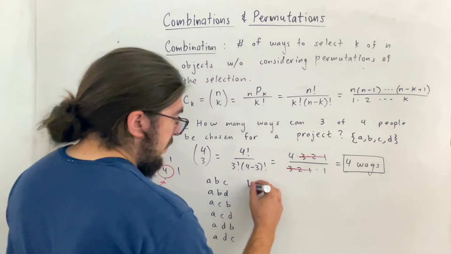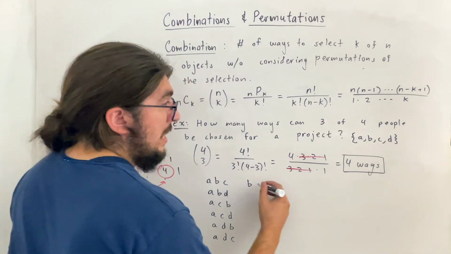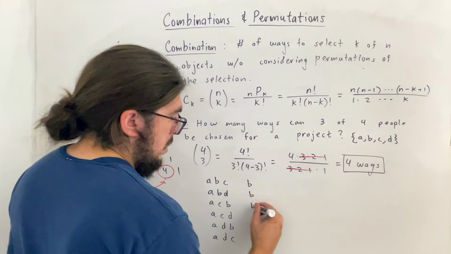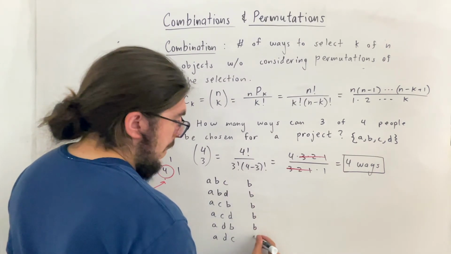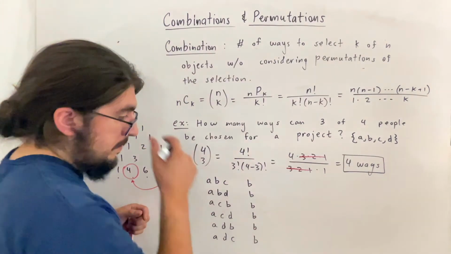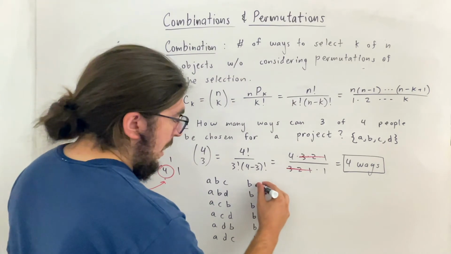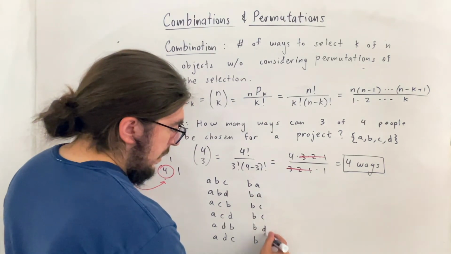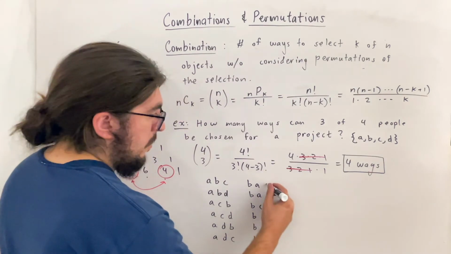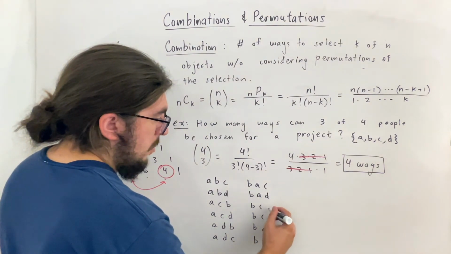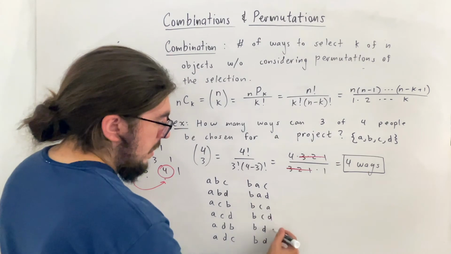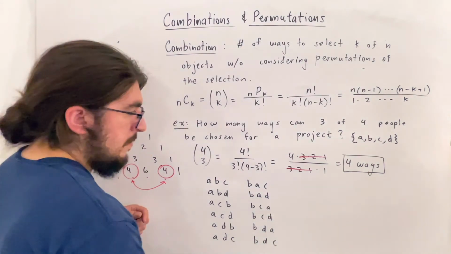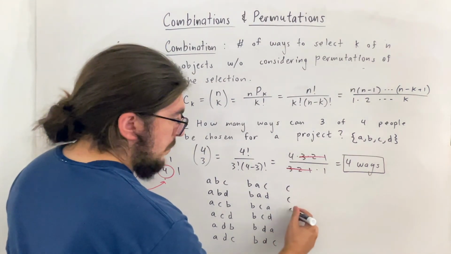What about when you pick B first? So we have B, you kind of see what happens, right? You have 6 possibilities here. We have BAC, BAD, BCA, BCD, BDA, BDC. If C is first, you have 6 possibilities here.